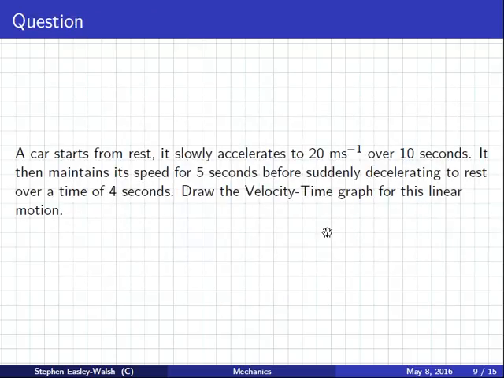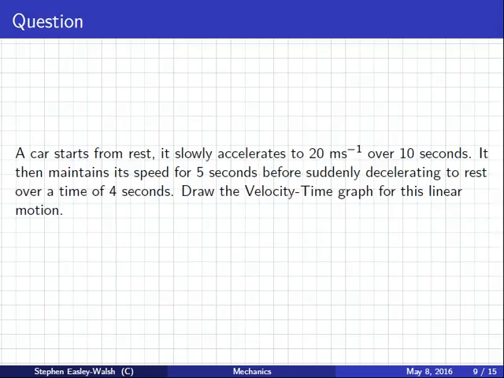Okay. Right, so what we want to do is draw this story. A car starts from rest, it slowly accelerates to 20 meters per second over 10 seconds. It keeps this speed for 5 seconds and then suddenly decelerates, should say, to rest over 4 seconds.